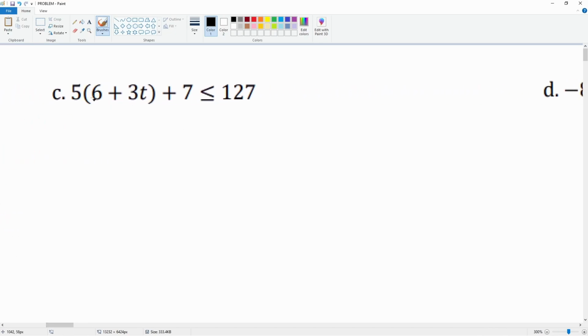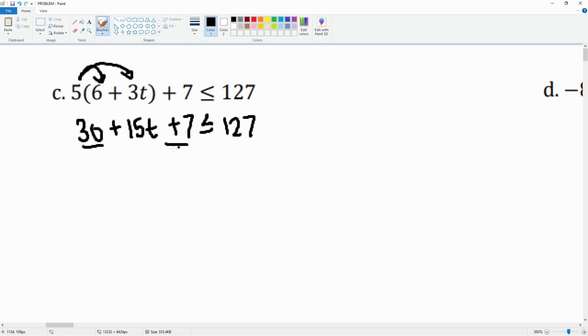For C, we have a parentheses, so let's make sure we distribute. 5 times 6 is 30. 5 times 3t is 15t. Bring down the plus 7, less than or equal to 127. 30 and 7 does combine like terms. This gets you 37. Bring everything else down, so we have 15t plus 37 is less than or equal to 127. We're now going to minus 37 to both sides to get the variable alone.